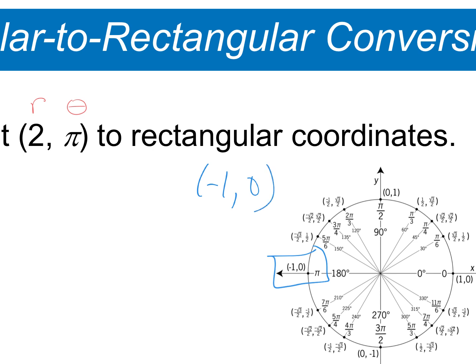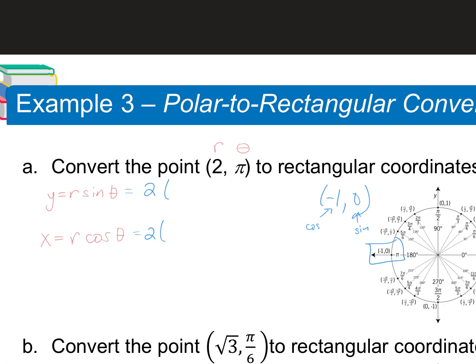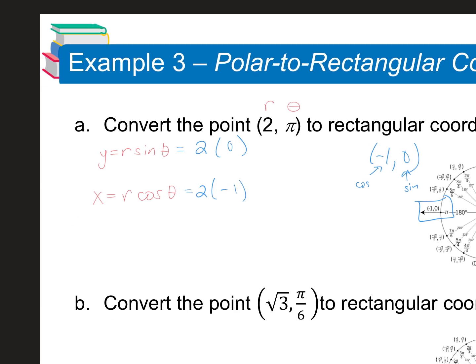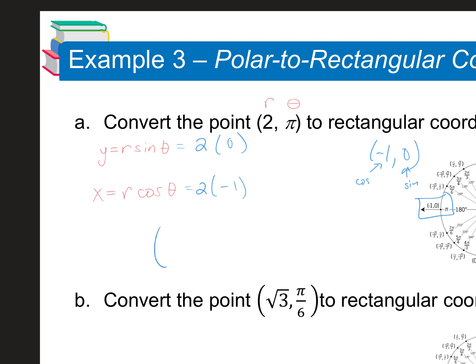Which one of these values is the sine and which one is the cosine? 0 is sine. Good. Remember that. And what is cosine? Guys, you just plug it in. So I'm going to say 2 times, well, what is the sine? 0. And then here I'm going to say 2 times, what is the cosine? -1. So in this case, guys, your ordered pair for x is what? What's 2 times -1? -2. For y, it's what? 0. And there you go.